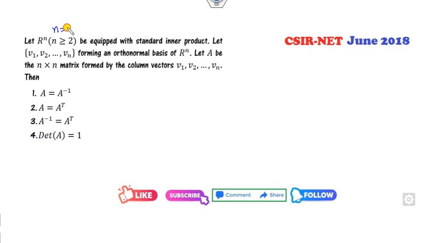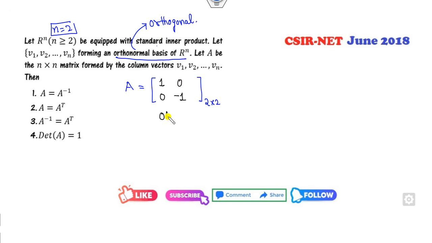R of n, I can choose n as 2. Standard inner product. V is my orthonormal basis. The matrix is my 2 cross 2, whose columns are the orthonormal basis. So the matrix will be an orthogonal matrix. So what is the orthogonal matrix? The column length is 1. Either you can start with this matrix or you can start with this matrix. Fine. Clearly the column length is 1. Dot product of the columns is also 0. Then you can see A is equal to A transpose, satisfied.